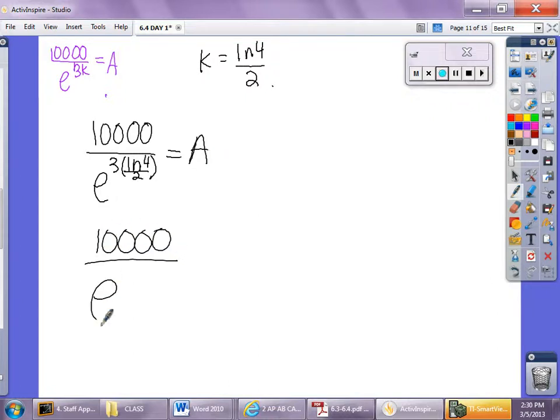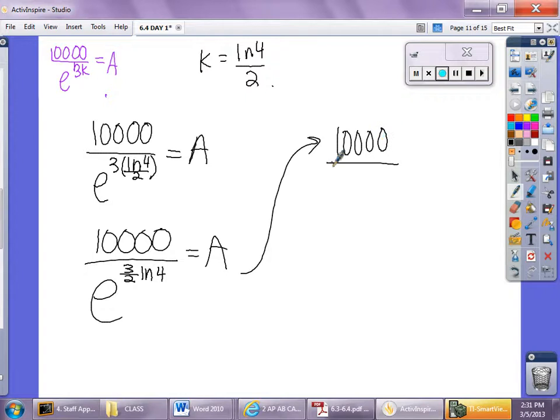I'm going to rewrite that power as 3 halves times ln of 4 equals a. And I still have the 10,000 in the numerator. And I'm going to rewrite that as ln of 4 to the 3 halves. Why would I do that? Because when you do that, it gives you the ln and the e right next to each other, which means that they're going to be able to cancel. There are many other reasons as to why, but that's my little way of making sure I do that correctly.